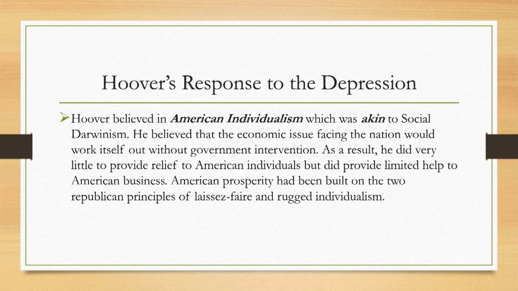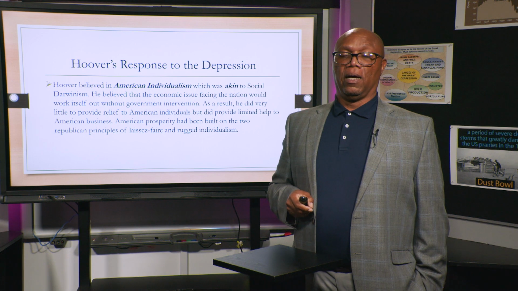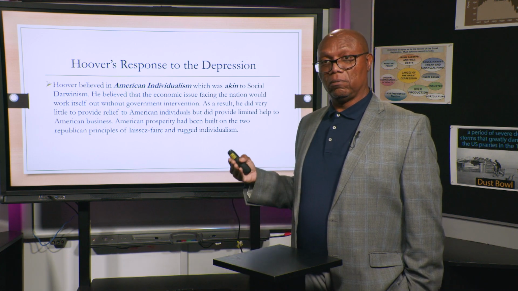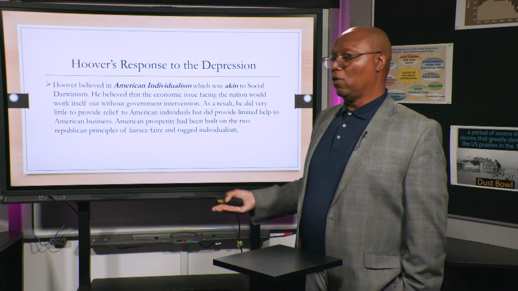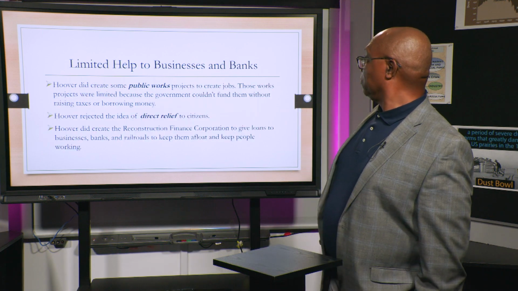Hoover believed in American individualism, which was akin, akin means like, to social Darwinism. He believed that the economic issue facing the nation would work itself out without government intervention. As a result, he did very little to provide relief to American individuals, but did provide some limited help to American businesses, and he only did that reluctantly. American prosperity had been built on two Republican principles, laissez-faire and rugged individualism, and Hoover was very reluctant to do anything that went counterintuitive to those beliefs.